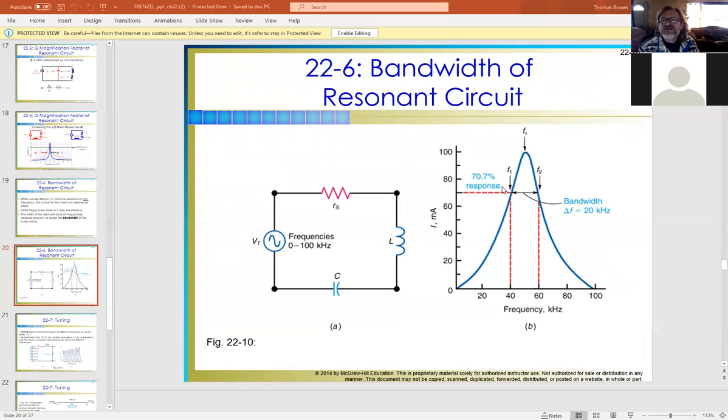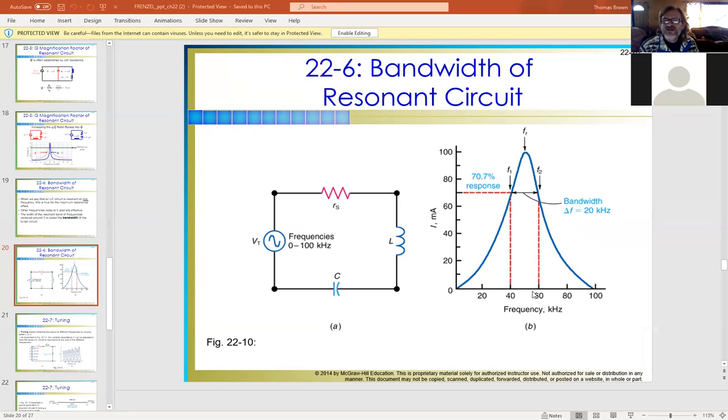you'll notice the 70.7 response line right here, where we established that our bandwidth overall is 20 kilohertz. Now, what the heck does that mean? Well, our center frequency is such, but the circuit will still work with frequencies as far out as this.